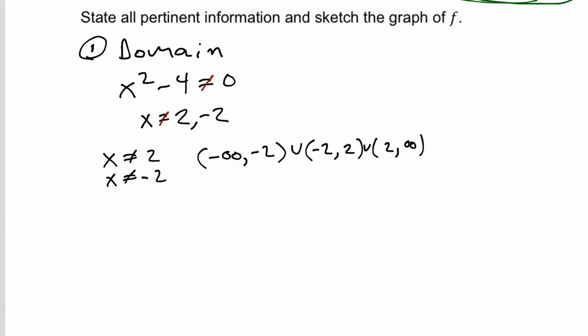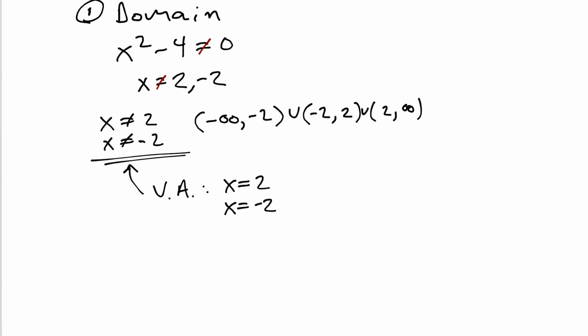Vertical asymptotes happen when the denominator equals 0 and the top doesn't. So I can see that there are vertical asymptotes when x equals 2 and when x equals negative 2. So those vertical lines will be asymptotes.